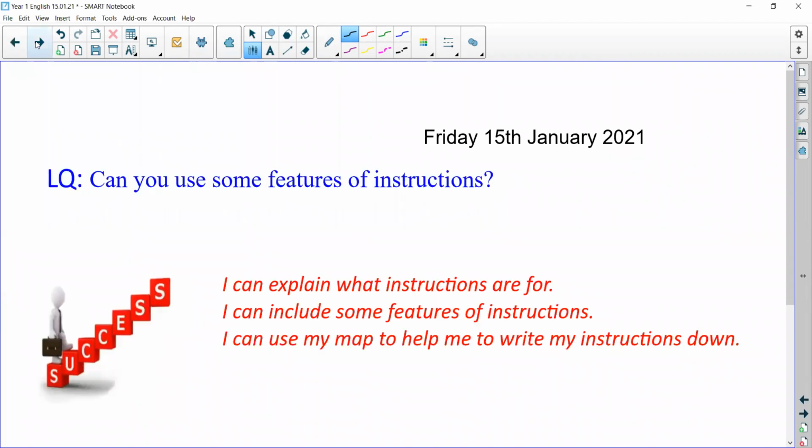Our learning question today is, can you use some features of instructions? Our steps to success. I can explain what instructions are for. I can include some features of instructions in my writing. I can use my map to help me write my instructions down.